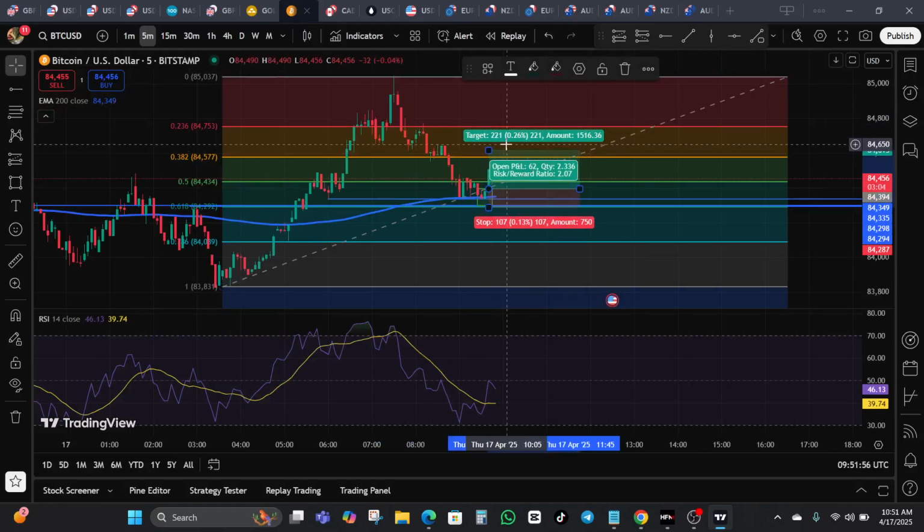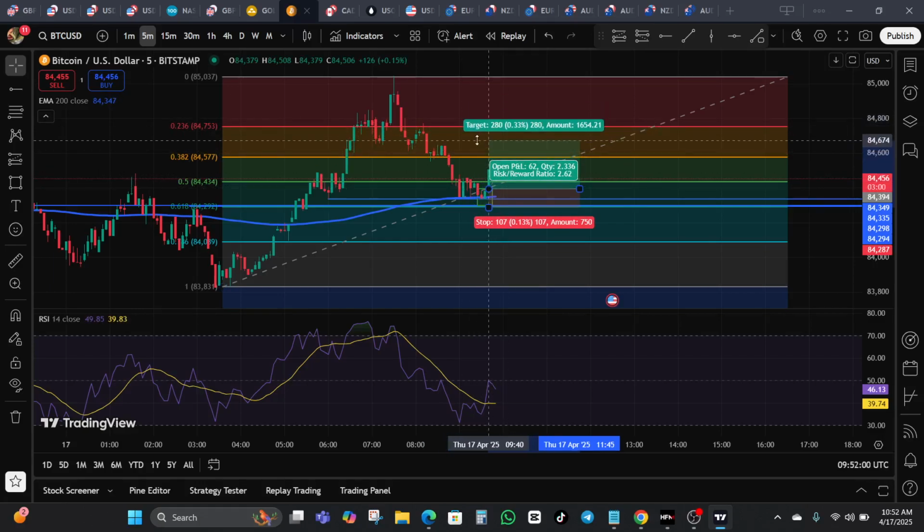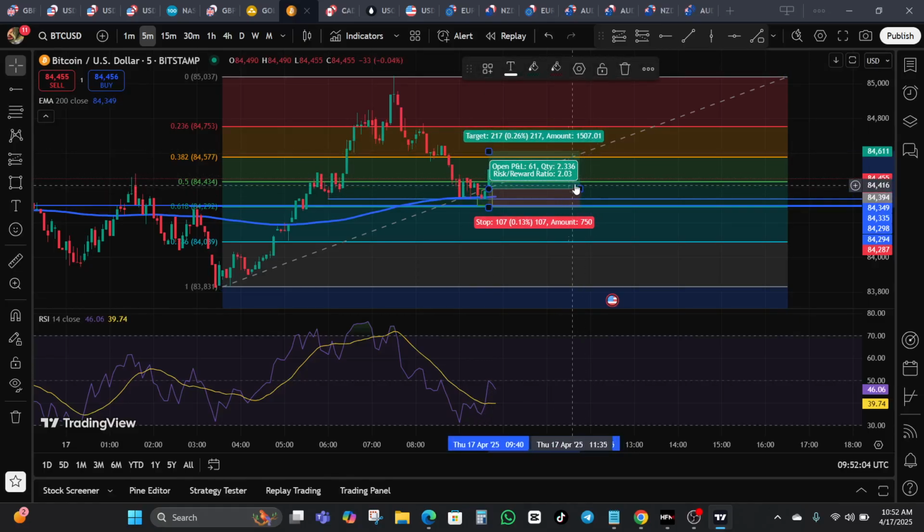All right. And then for your target, you can actually use a fixed 1:2 risk to reward ratio, or you can exit at the next key level. So if it's a buy trade, you can exit at the next key resistance. If it's a sell trade, you can exit at the next key support.